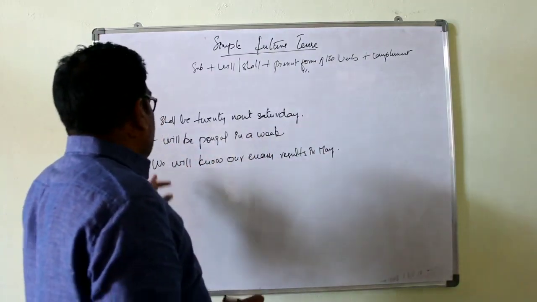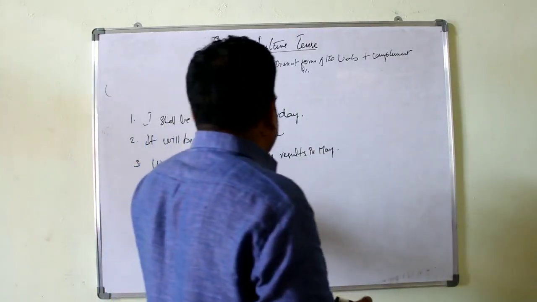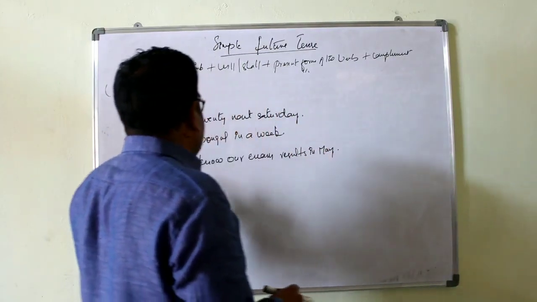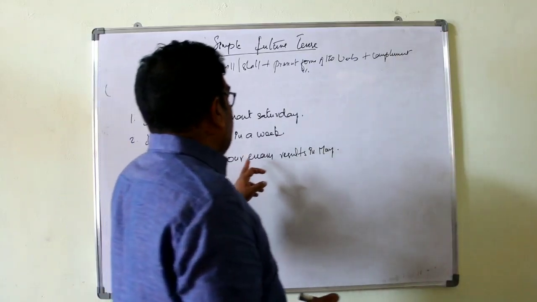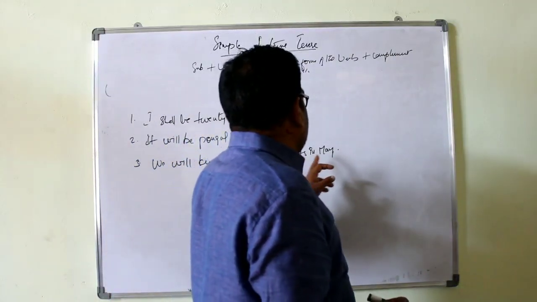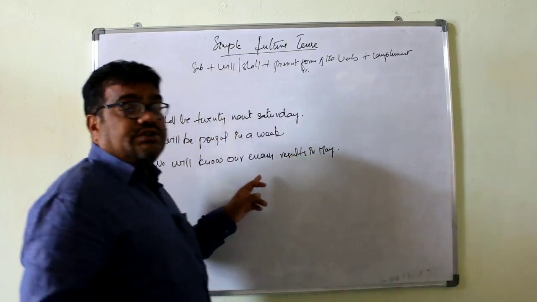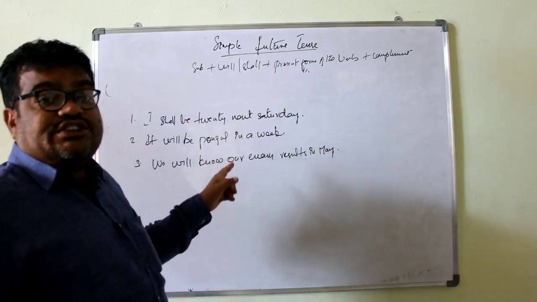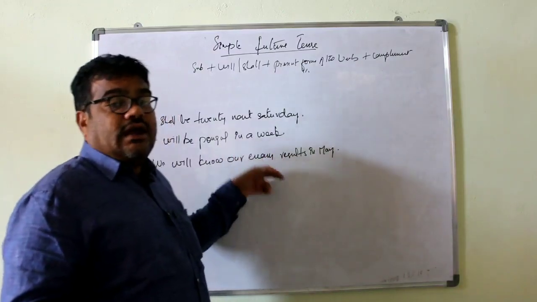Next example, we will know our exam results in May. You cannot have control of all these things, so it is expressed in future tense. Write down.